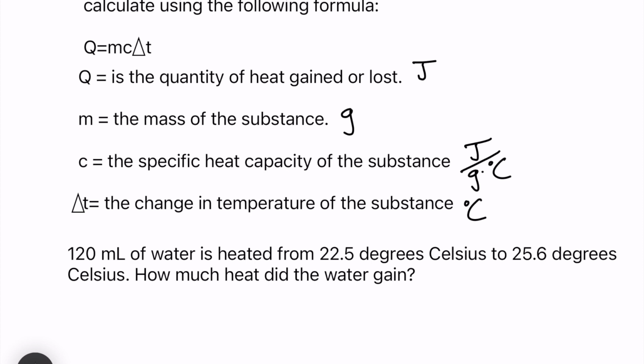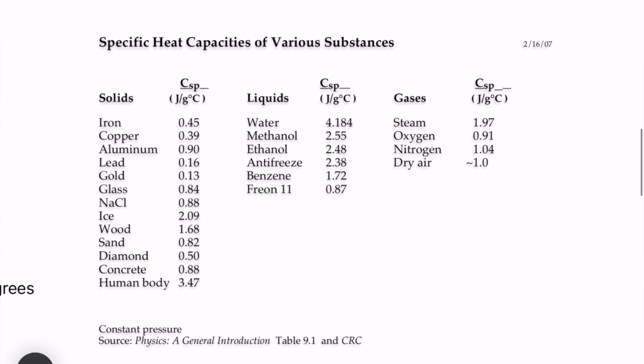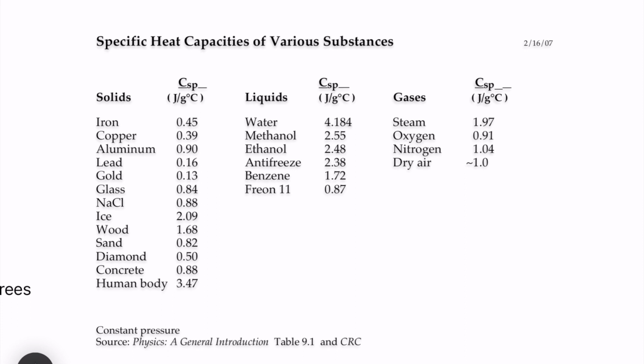Just before we go over these examples here, it is worth taking a look at the specific heat capacities of various substances. So what this means is the amount of heat it would take 1 gram of that substance to increase the temperature by 1 degree Celsius. So for example here, let's take a look at water. It would take 4.184 joules of heat to increase 1 gram of water by 1 degree Celsius.